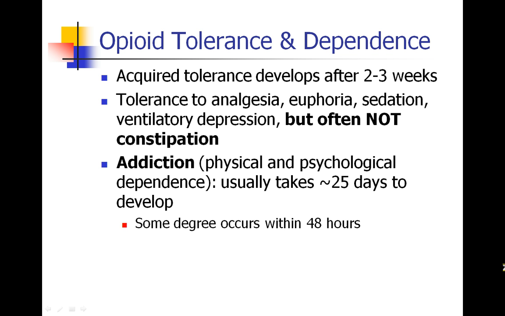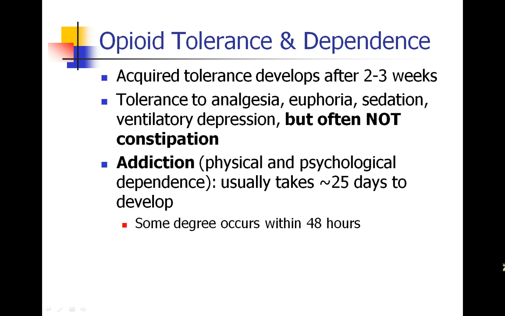So people become tolerant to analgesia, to the euphoria, to the sedation, to the respiratory depression, and we will see patients who take hundreds of milligrams of morphine on a daily basis without any compromise to their respiration. But actually, the one thing that people often don't develop tolerance to is constipation, and this can be an ongoing problem for patients who take chronic opioids.